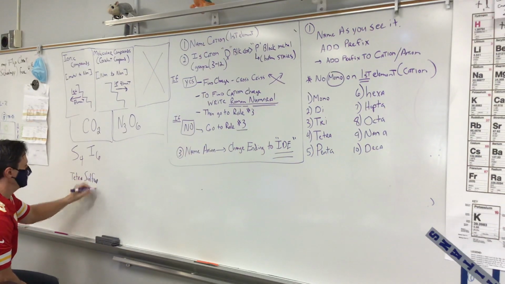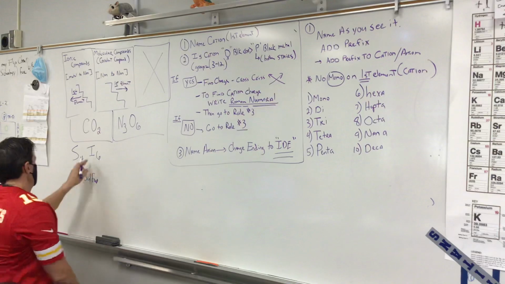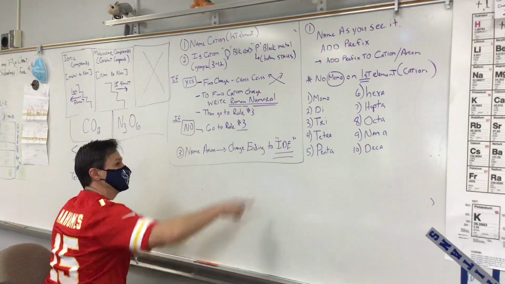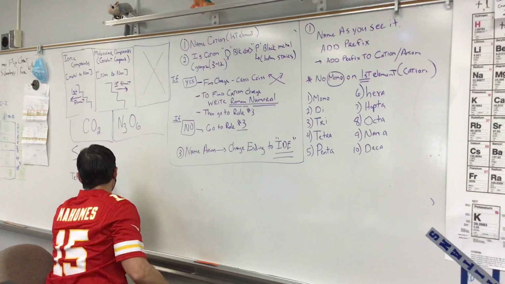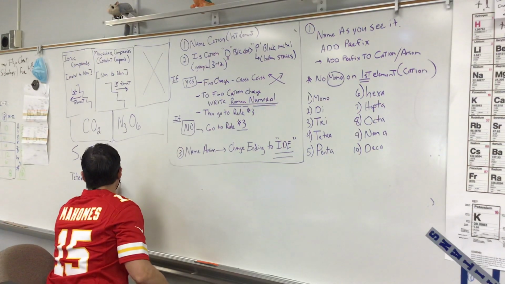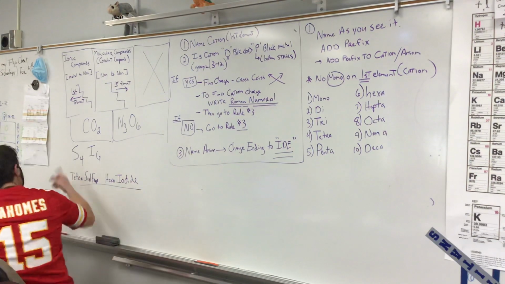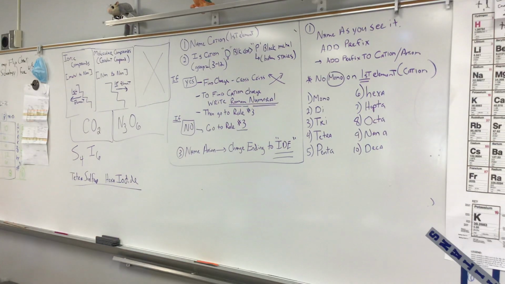Sulfur, S-U-L-F-U-R, right? Second one is iodine. We'll go to iodide. What's the prefix for 6, as we know? Hexa. Iodide. Iodine goes to iodide, I-O-D-I-D-E. That's it. So S4I6 is tetrasulfur hexaiodide. Done.